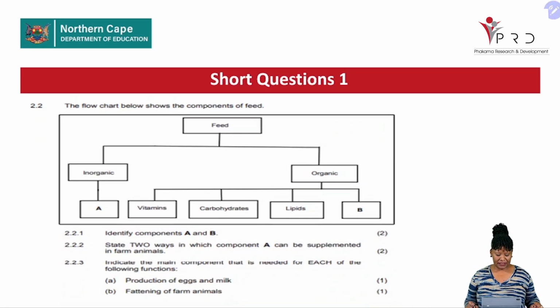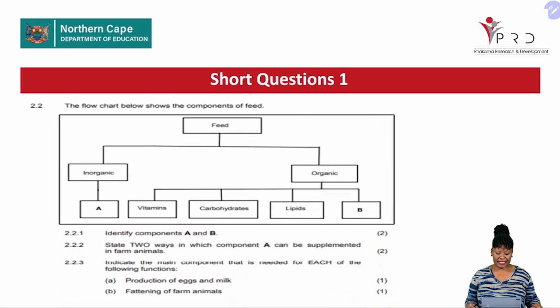Identify the component A and component B. State two ways in which component A can be supplemented in farm animals. How can you address the component A in farm animals?